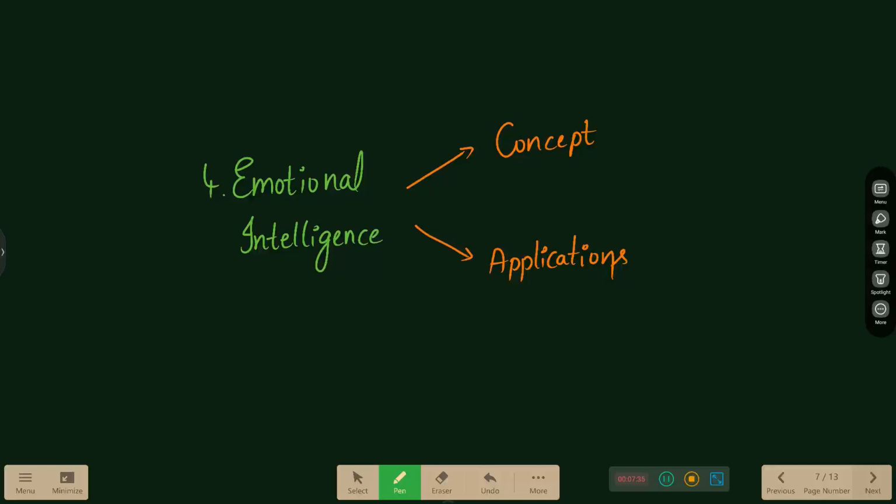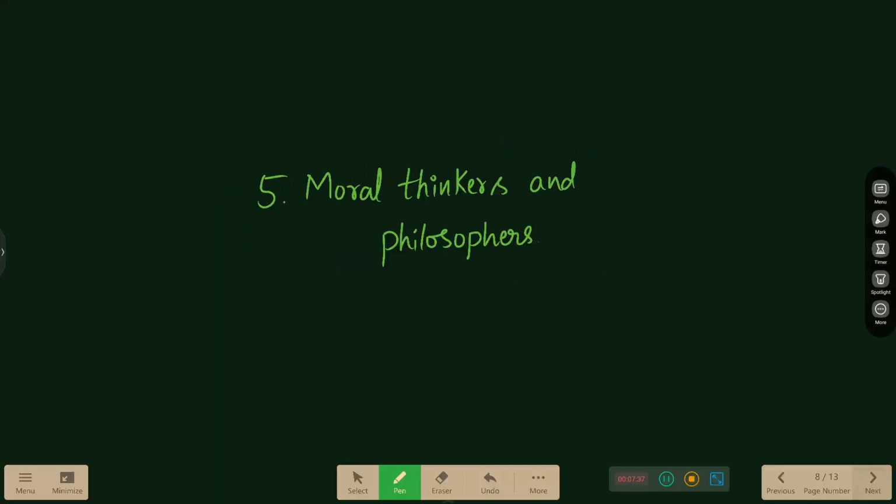Then moving to the next chapter, that is moral thinkers and philosophers. You need to know the contributions of these moral thinkers and philosophers from India and the world. Who are those people? And what we can learn from them. What were their contributions? You need to know both philosophers from India and from the world.